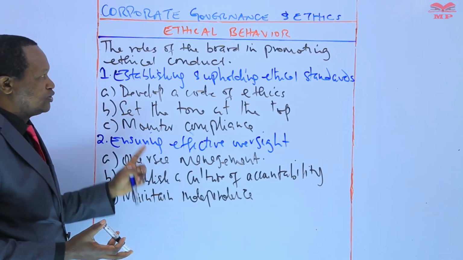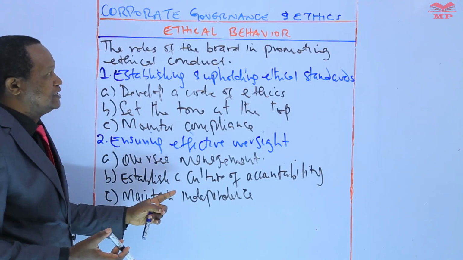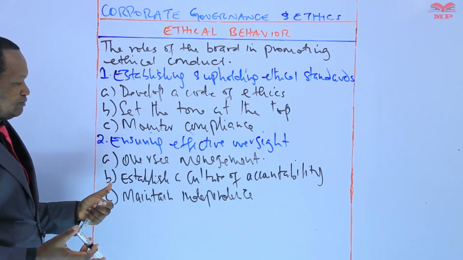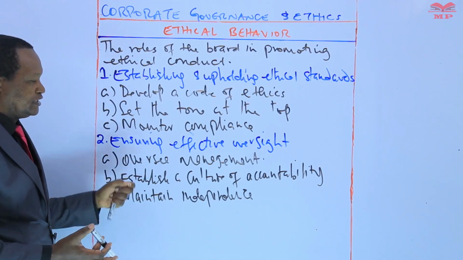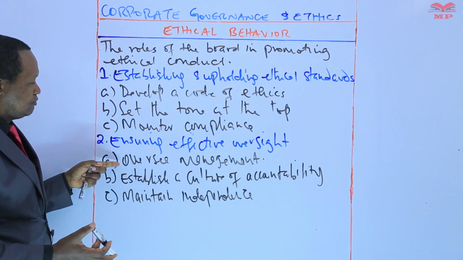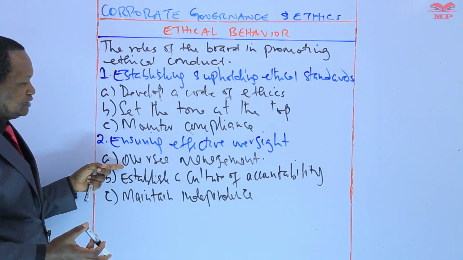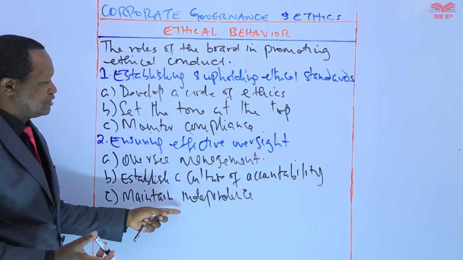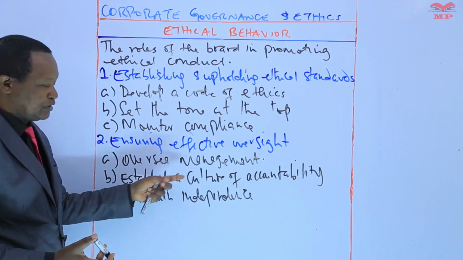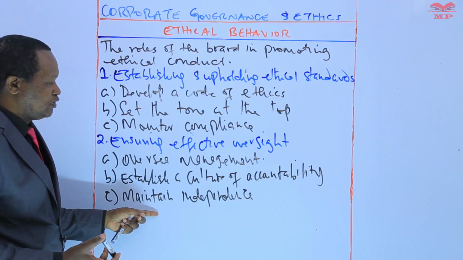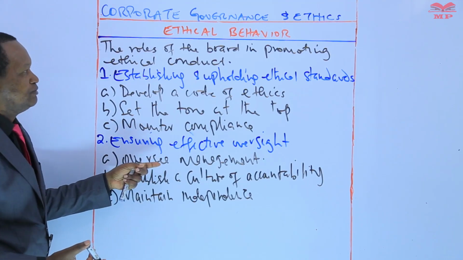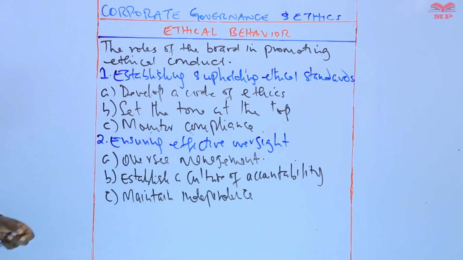The board has a role to maintain independence in promoting ethical conduct, because you recall we just said that the board should oversee management. The board can only oversee management if it is independent of management. So the board should maintain a high level of independence so that it can be able to oversee management in promoting ethical conduct.